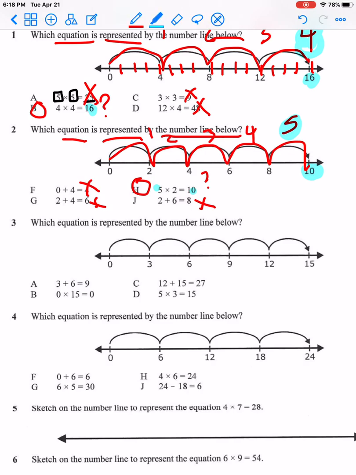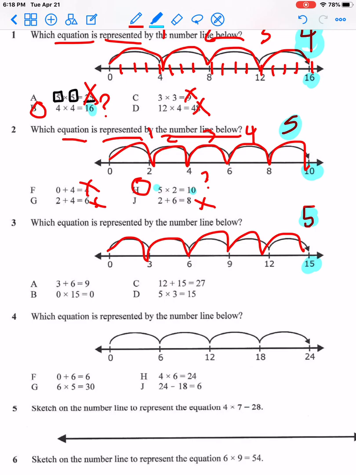Again, I know that the total is 15. Now what did I do? How many times did I count? 1, 2, 3, 4, 5. So my second number is 5. I need a 5 and I need a 15.